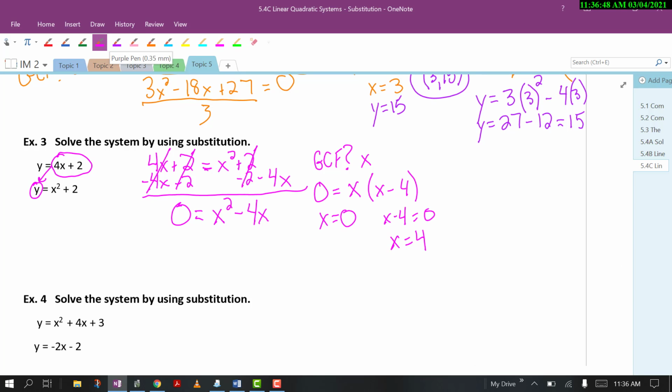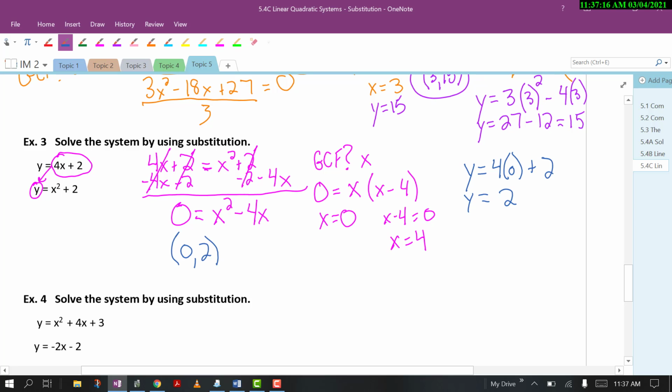So from here, we need to substitute those values back into one of the equations. Choose the first one because it's solved for y, and it also doesn't have a square, doesn't have anything too crazy going on. So y equals 4 times x, which is 0 in this first case. 4 times 0 is 0, plus 2 is just 2. So our first solution is 0, 2.